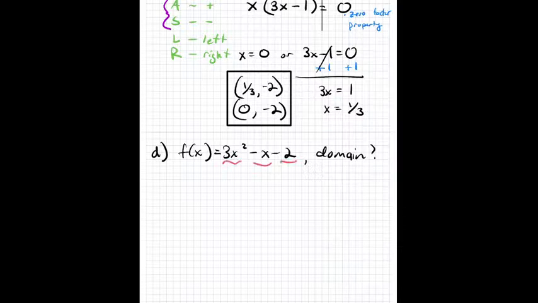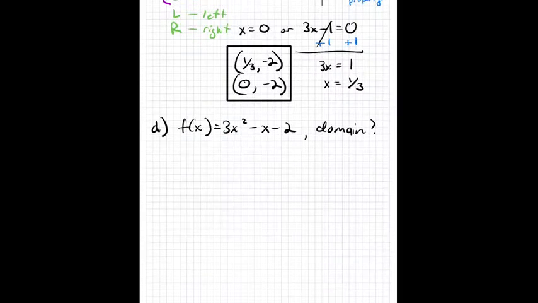So in general, for a polynomial, a finite sum of monomials, the domain is all reals. So for something like this, the domain would be all reals. Or, you know, negative infinity to infinity.